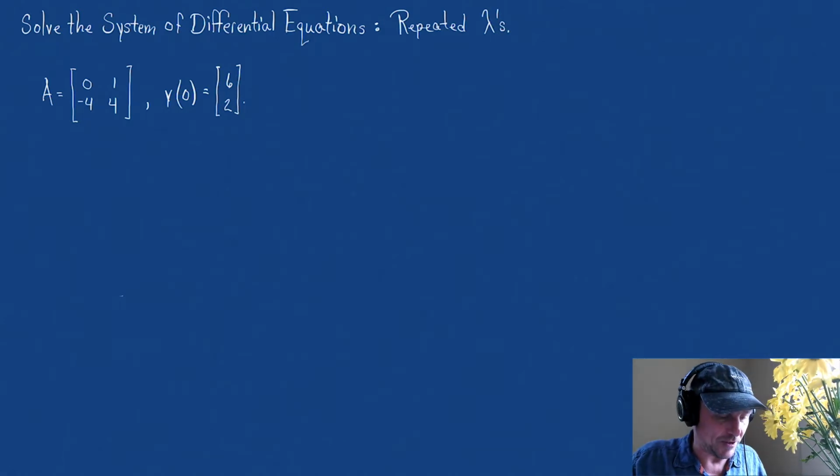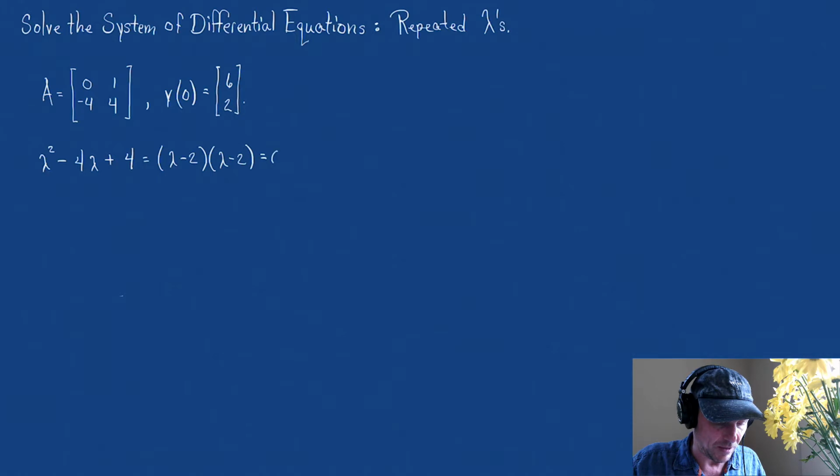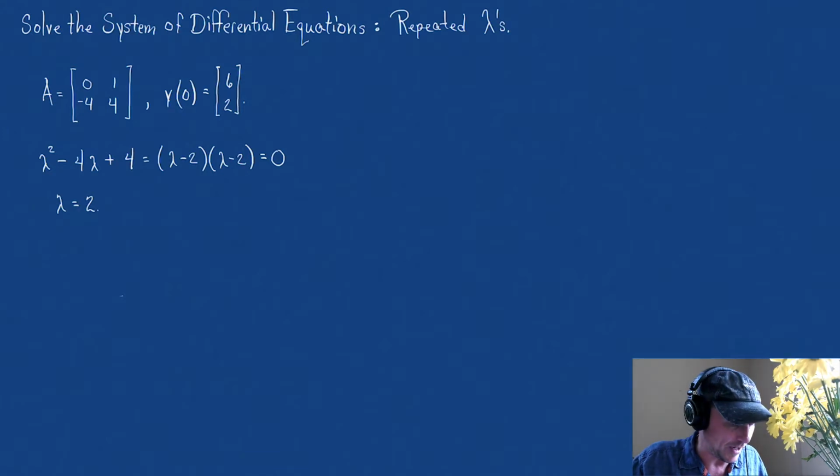So let's start this problem as you'd expect. Notice our characteristic equation is lambda squared minus the trace. Well, the trace is 0 plus 4, so minus 4 lambda, and then plus our determinant. Our determinant is going to be 0 minus -4, which is 4. And notice this factors into (lambda minus 2)(lambda minus 2) equals 0. So I have the problem that lambda is just 2. What that means is I'm only going to get one eigenvector. Well, let's find our eigenvector.